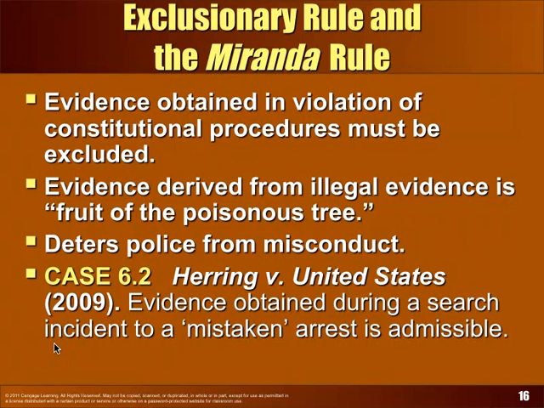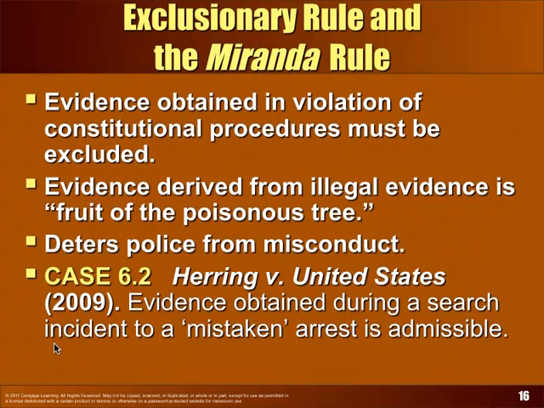Sometimes the issue is what somebody confesses or says, and whether they should have a right to remain silent, or if they understand their rights before they say something. That's on the next slide here. One more thing about this. Notice the third bullet says deters police from misconduct.